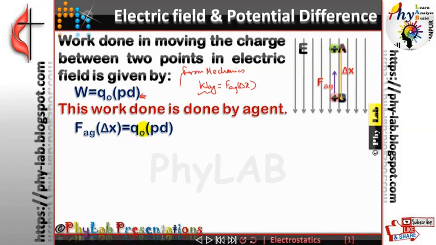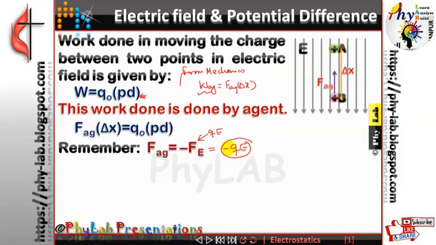Now remember friends, the force that the agent is applying, he is applying against the conservative force, against the force of the electric field, which is F equals Q times E. So the force applied by the agent acts against the direction of the electric field force. The force applied by the electric field on any charged particle is Q times E, so the force applied by the agent will be minus Q times E.